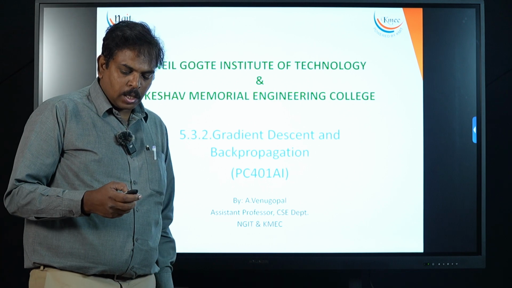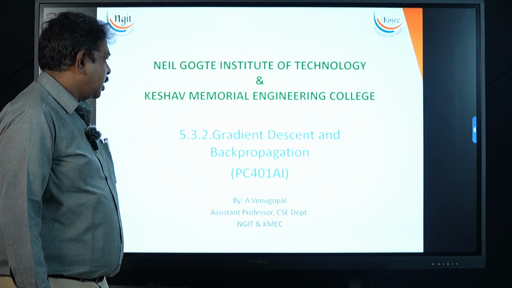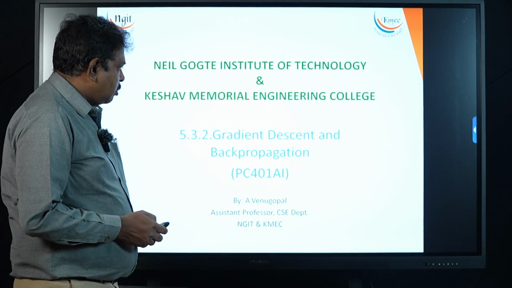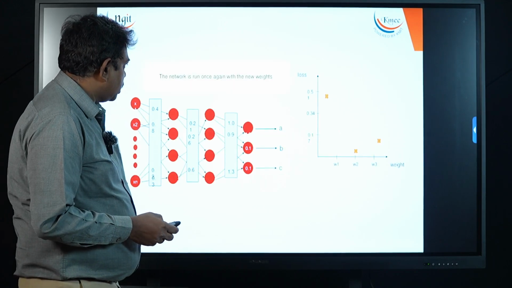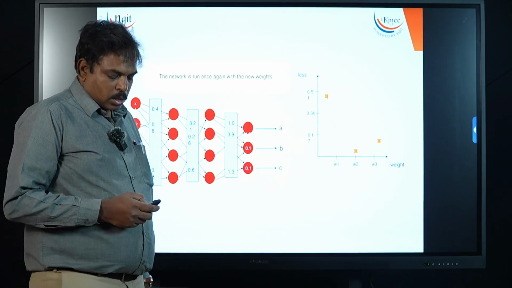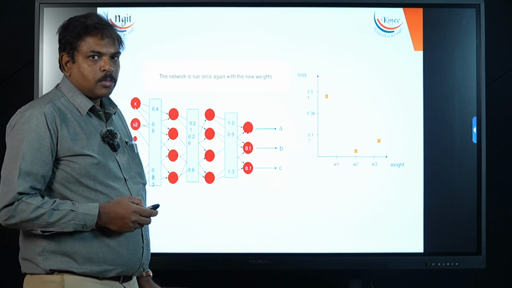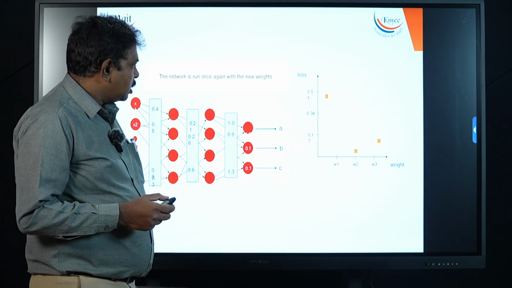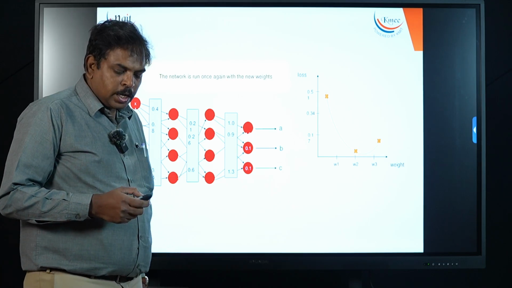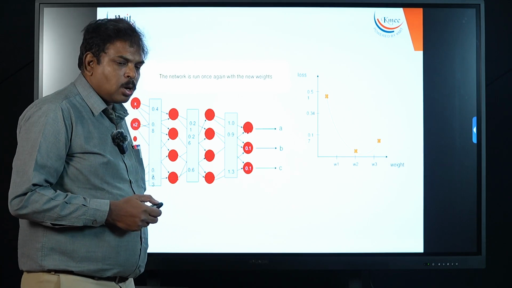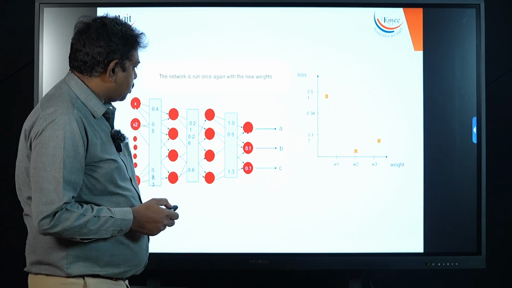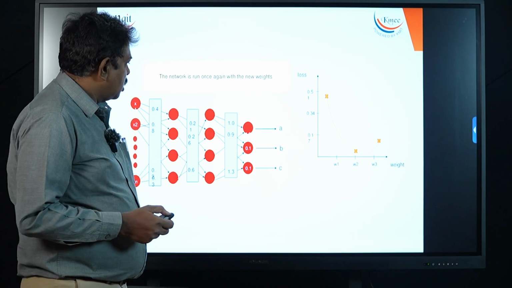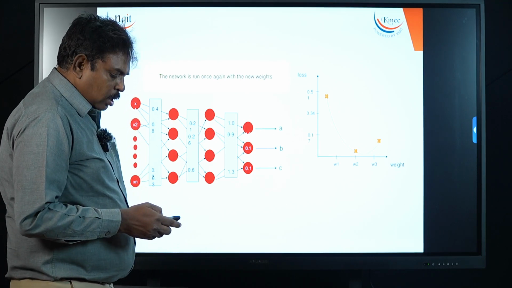Hello everyone. In this session we learn about gradient descent and backpropagation in neural networks. In my previous sessions we discussed what neural networks are, types of neural networks, and how neural networks learn from data. In the learning process we discussed how forward propagation is performed with weighted sums and activation functions.